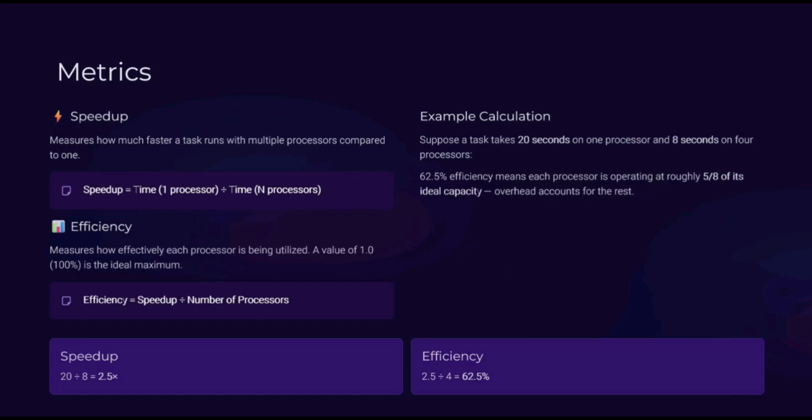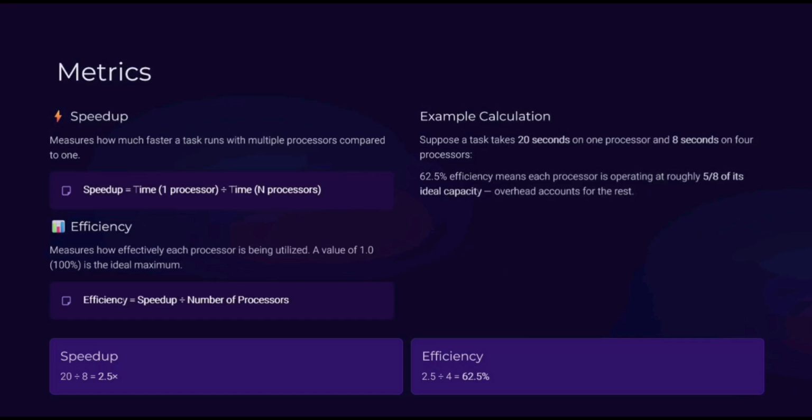There are two important metrics used in multiprocessor benchmarks. The first one is speedup. Speedup indicates how much faster the system becomes when multiple processors are used. Speedup is calculated by dividing execution time with one processor by execution time with multiple processors.